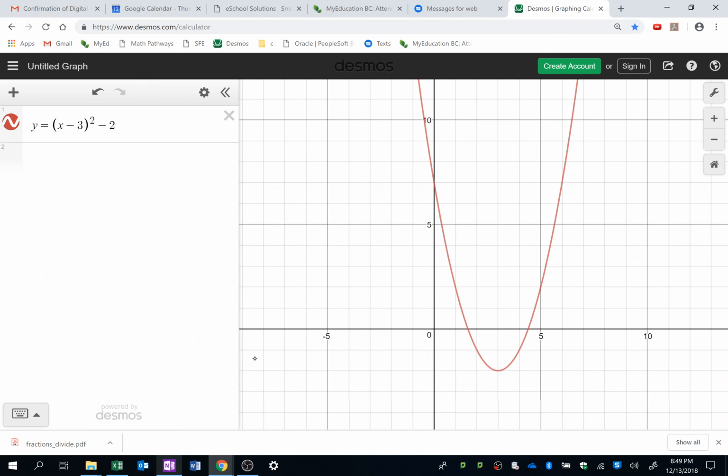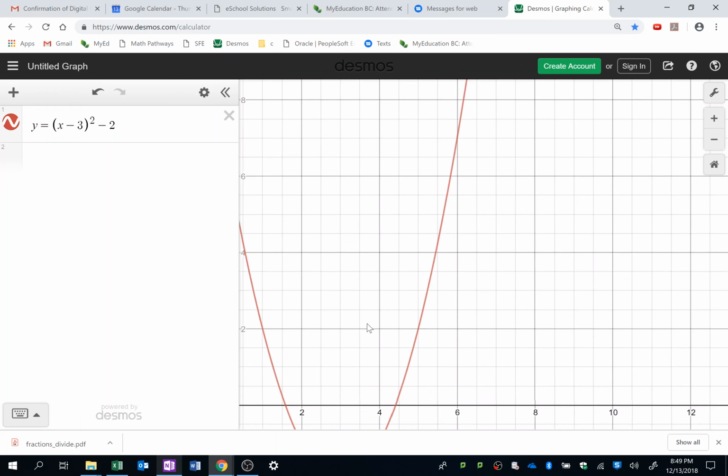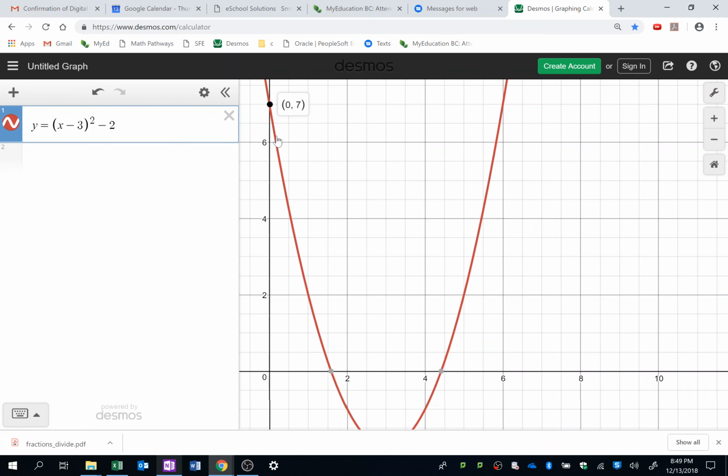Oh, if we wanted to label our x-intercepts, if we zoom in a little bit better, we can see here. Desmos is nice because if you click on it, it actually tells you exactly what the points are for the vertex, the x-intercepts, the y-intercept. If we want it, we can click on it. Okay. So in this case, our x-intercepts are those numbers. It's probably a nicer fraction than the decimal that's rounded.